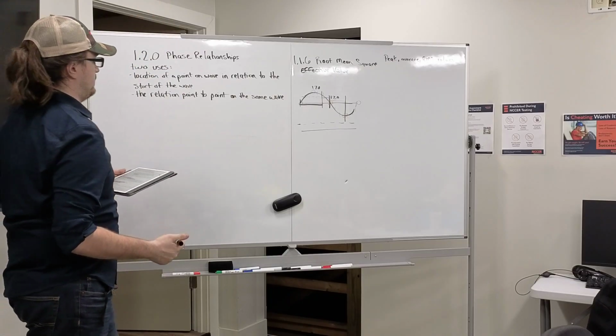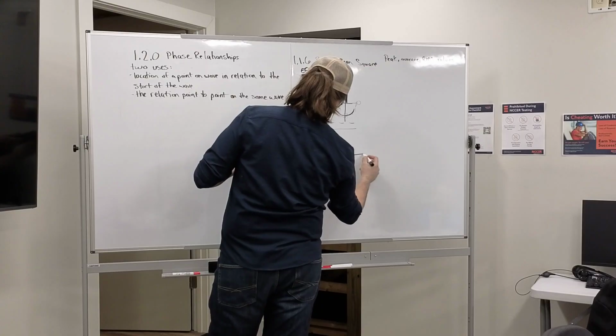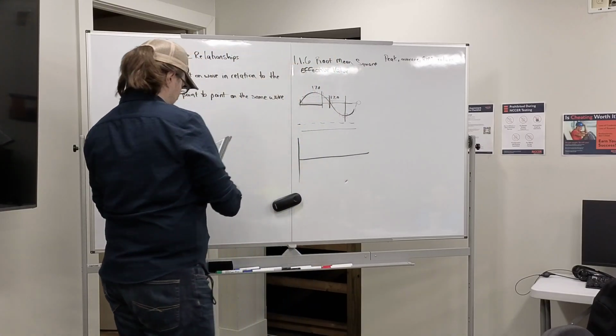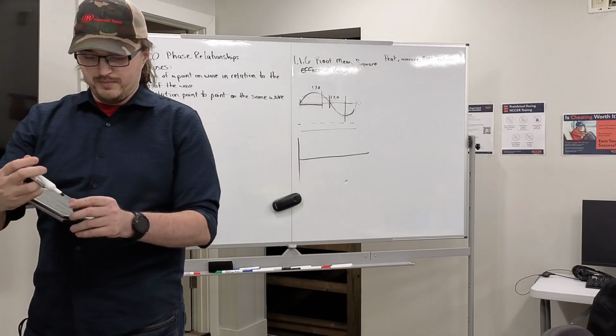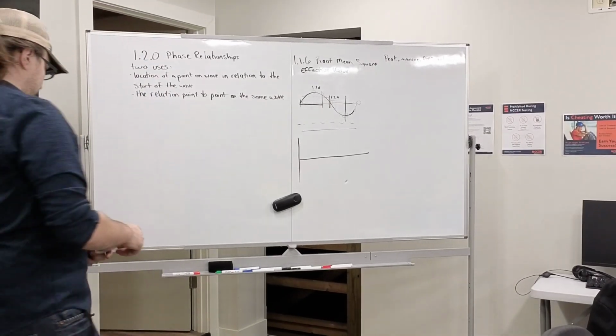How do you know which one is leading and which one is lagging? Lead is at the max, and lag would be below the max. Anybody else? 90 degrees. Well, I have the graph right here. I don't know how to explain it.